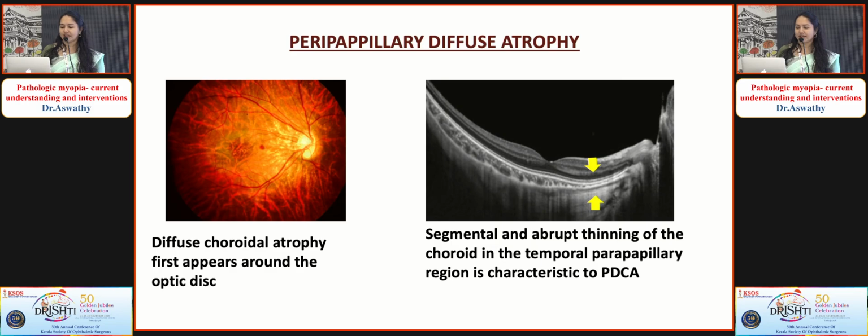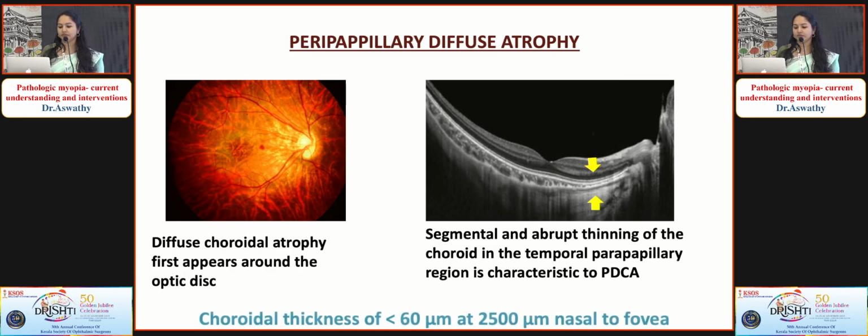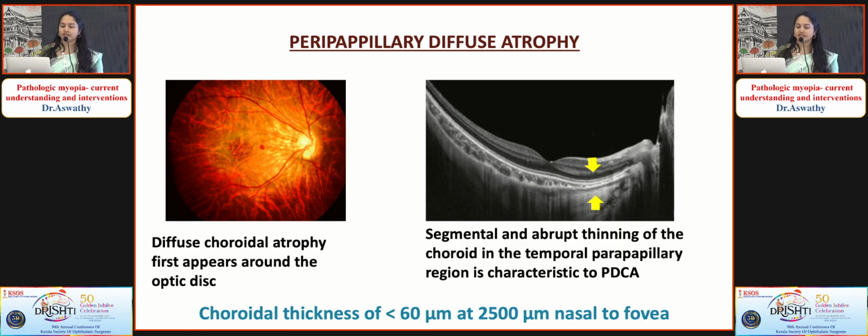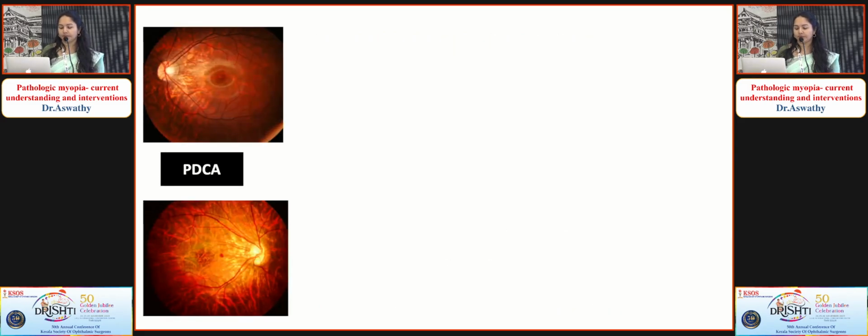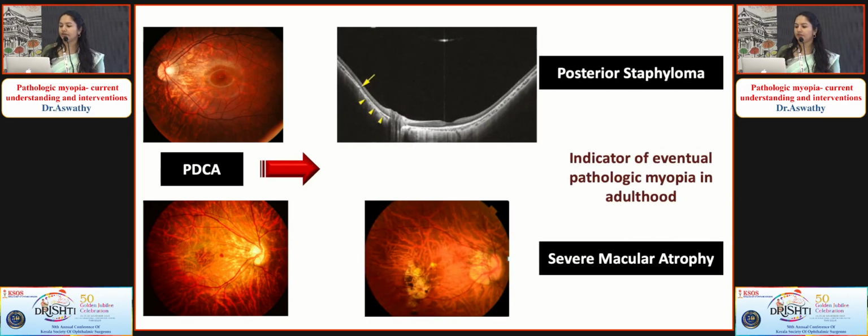Diffuse chorioretinal atrophy can be either peripapillary or macular, and peripapillary is the first one to develop. Here there will be a segmental and abrupt thinning of the choroid in the temporal peripapillary region, and a choroidal thickness of less than 60 microns, about 2500 microns nasal to the fovea, is diagnostic or 100% specific for peripapillary diffuse atrophy. Now identifying this in children is very important because that is an indicator for eventual pathological myopia or posterior staphyloma in adulthood.